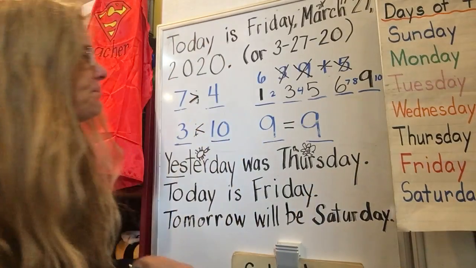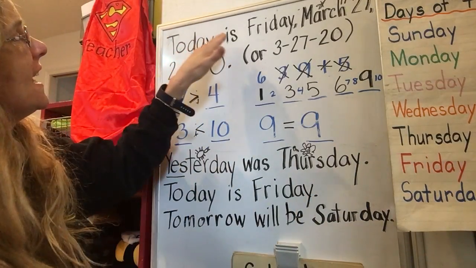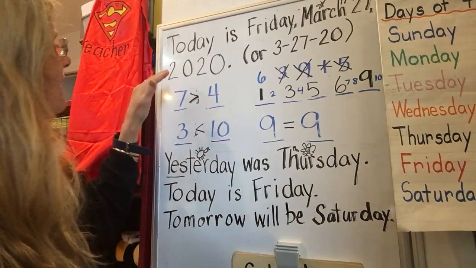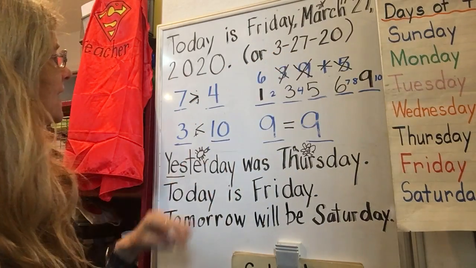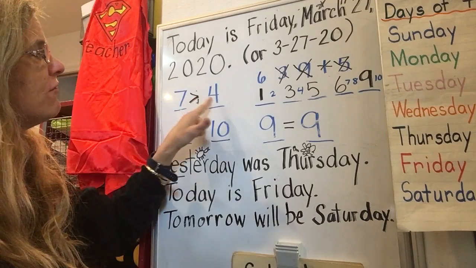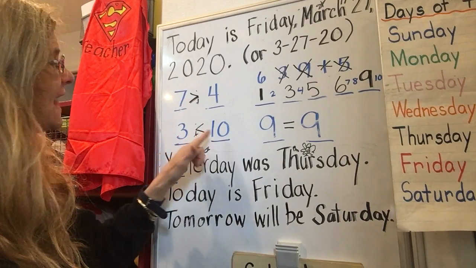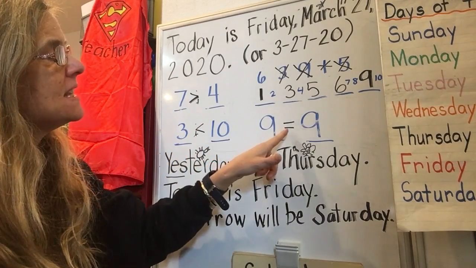All right, let's read our board. Today is Friday, March 27th, 2020. Or 3-27-20. 7 is greater than 4. 3 is less than 10. 9 is equal to 9.